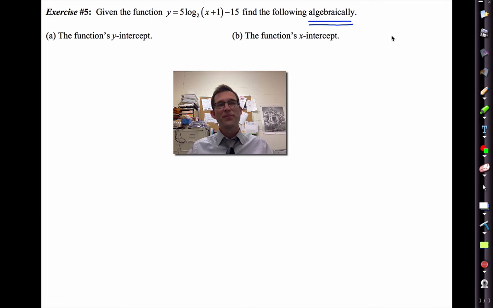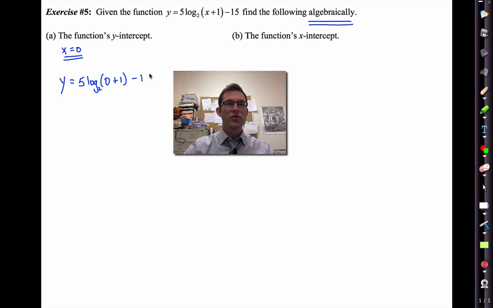All right, let's go through them. Well, a function's y-intercept, as you've learned from previous years, is always where x is equal to 0. So figuring out the y-intercept is equivalent to evaluating this. All right, well, what do we have? We have 5 times the log base 2 of 1 minus 15. Now, know your order of operations. This comes first, this multiplication comes second, and this subtraction comes third.